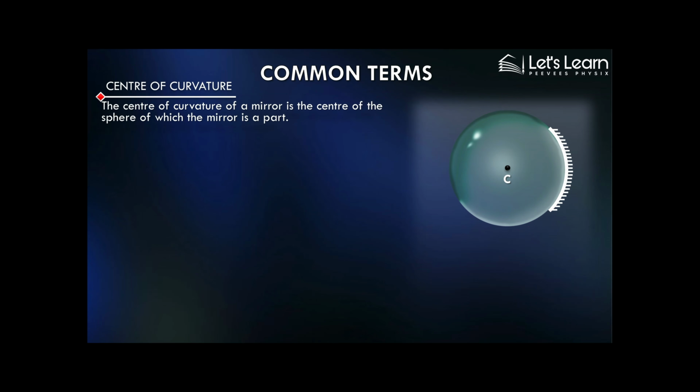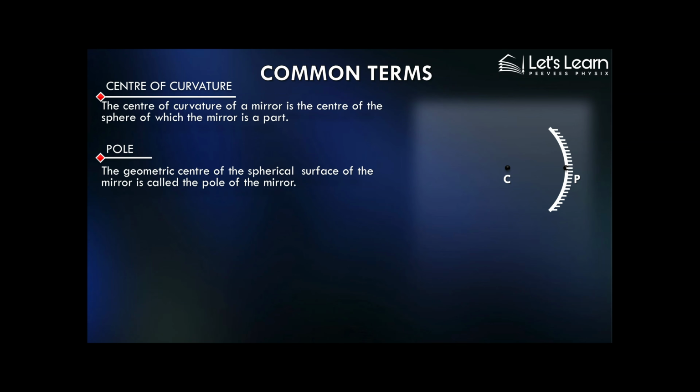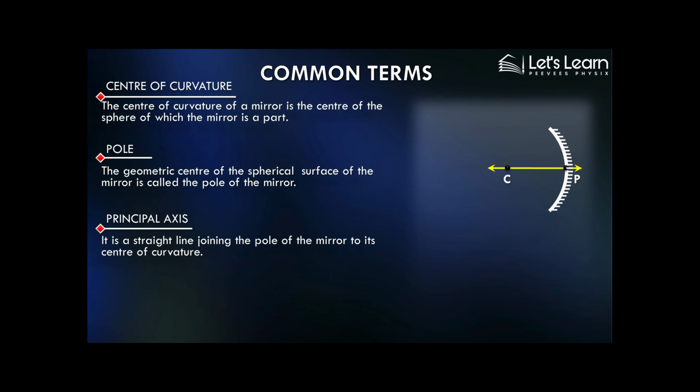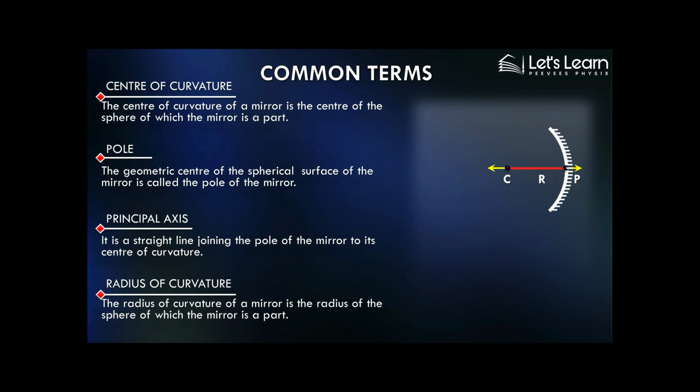Now, focusing only on the concave mirror, I am talking about the pole of the mirror. The midpoint of the mirror, the exact geometric center of the mirror, we call it the pole. Now, move on to the principal axis, which is a straight line passing through the center of curvature and the pole. A line through C and P is called the principal axis. Radius of curvature: it is the radius of the sphere from which this mirror is formed.